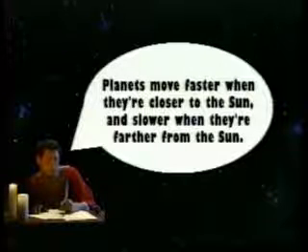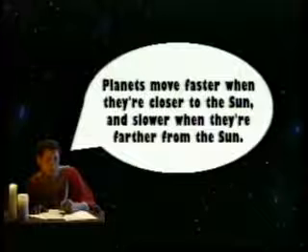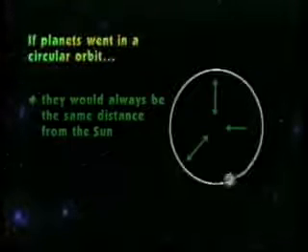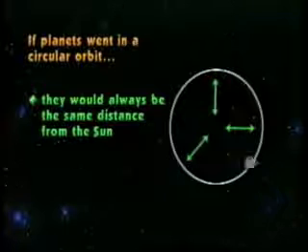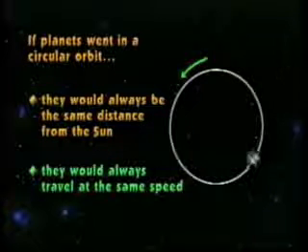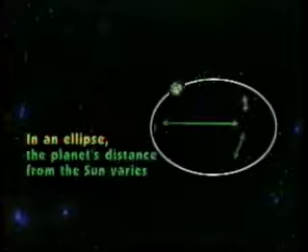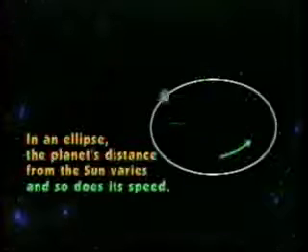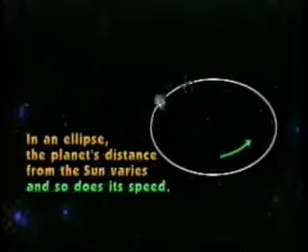So Kepler was basically saying that planets move faster when they're closer to the sun and slower when they're farther away from the sun. If a planet went in a circular orbit, the planet would always be the same distance from the sun and would always travel at the same speed. In an ellipse, though, the planet's distance from the sun varies, and Kepler figured, so does its speed.